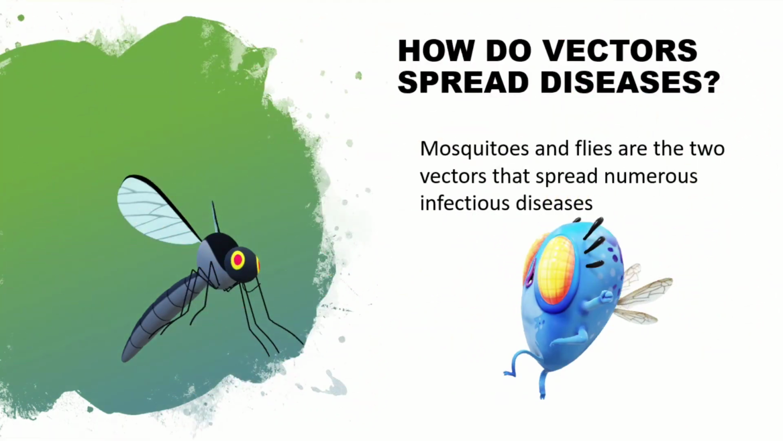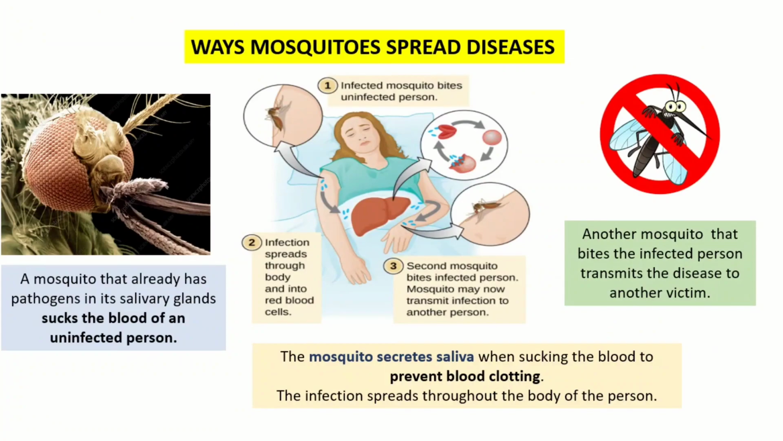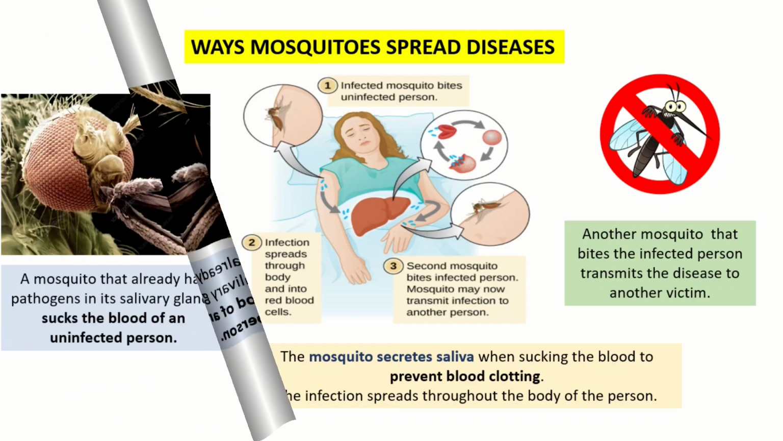In detail, we are going to discuss how the vectors spread the diseases. Mosquitoes and flies are the two vectors that spread numerous infectious diseases. A mosquito that already has the pathogen in its salivary gland will bite an uninfected person, and the mosquito will secrete saliva when sucking the blood to prevent the blood from clotting, elakkan daripada darah itu beku, and the infection spreads throughout the body of the person. And then another mosquito comes and bites the infected person and then transmits the disease to another victim.